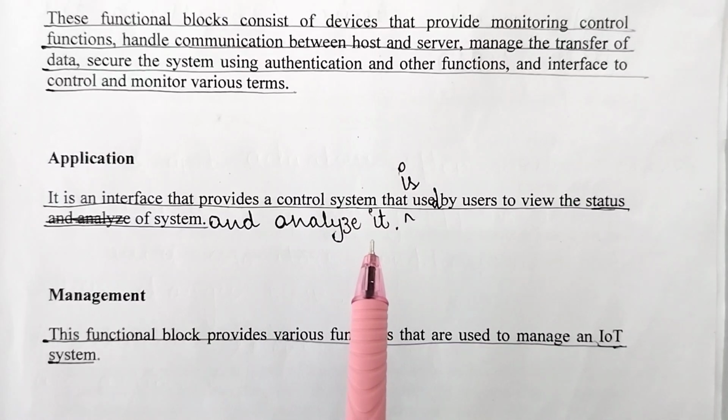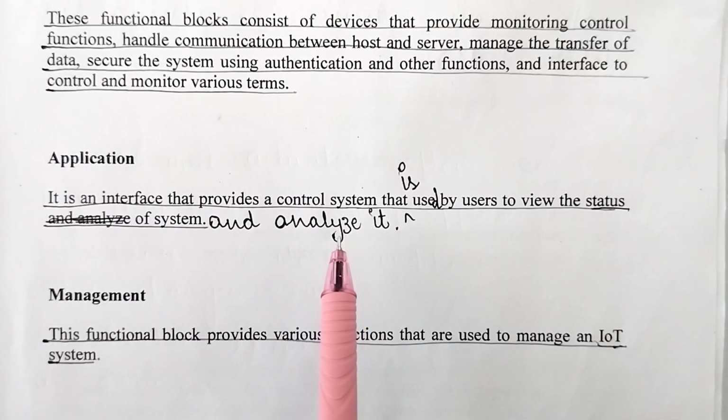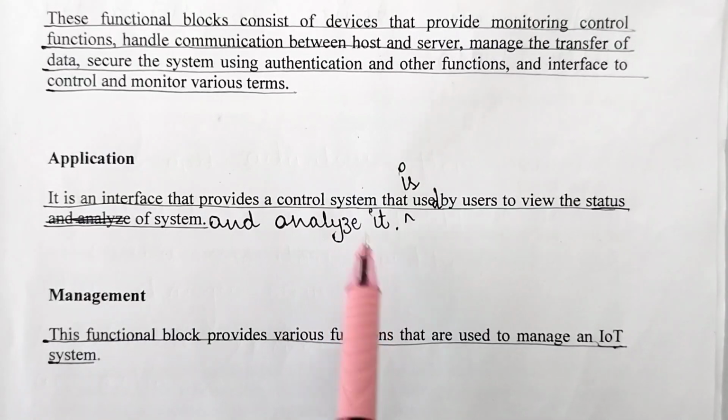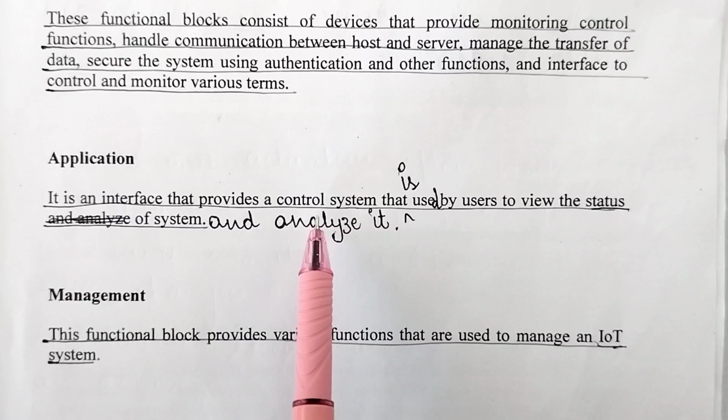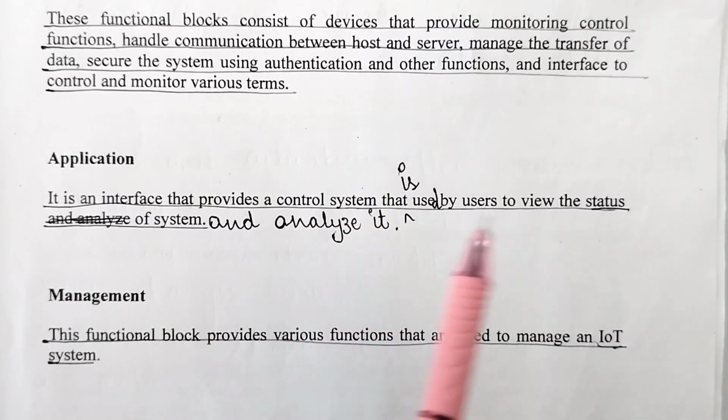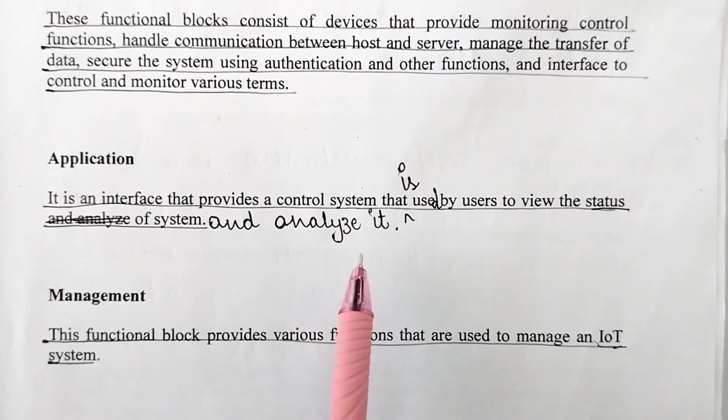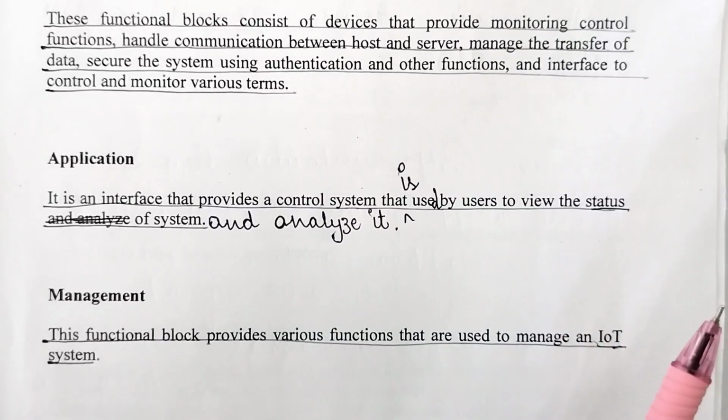So, a user who is using an IoT device needs to view the status of the system and analyze it accordingly. So, the application is providing that interface, which is basically a control system for the user, using which the user can view the status of the system and also analyze the system.